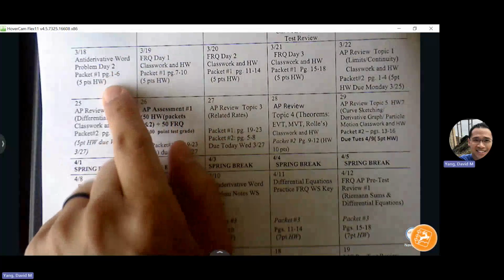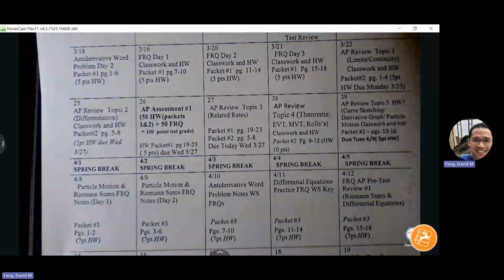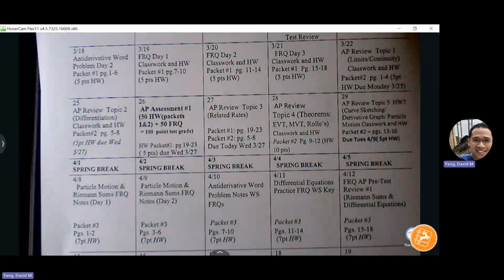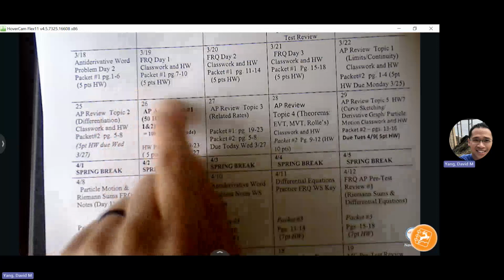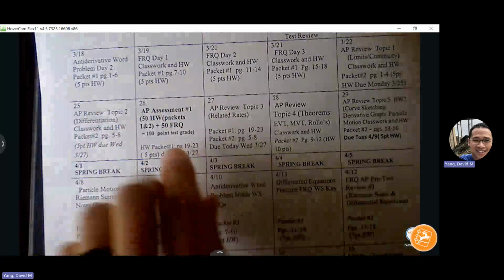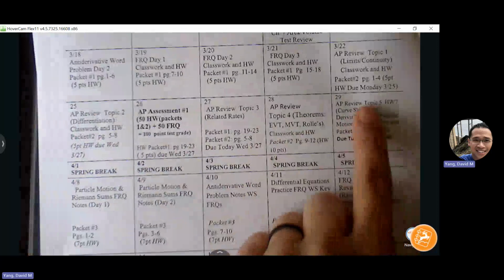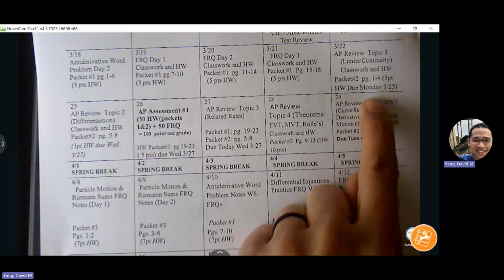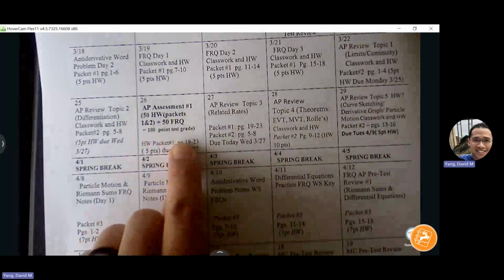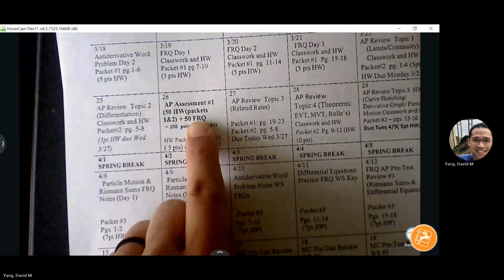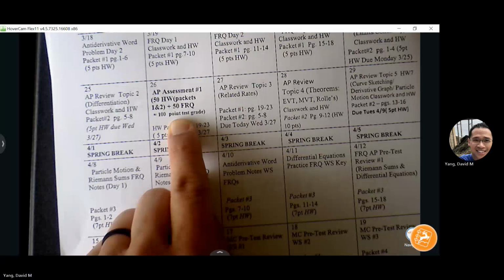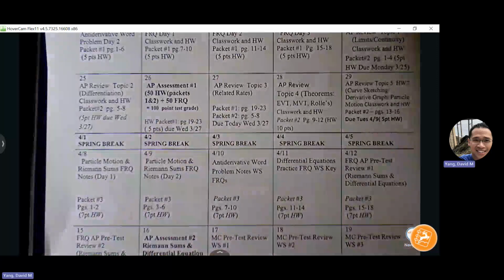So each day, I'll give you a solution key as well, but each day there's going to be an assignment that is due, and each assignment is worth 5 points. Basically, packets 1 and 2 are going to add up to be 50 points. And then your assessments will be the other 50 points. And that will add up to be a 100-point test grade. So, half your grade is, yeah.